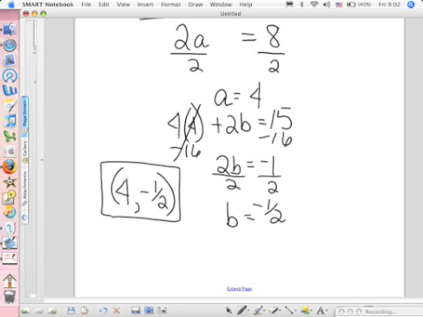Now James said you don't have to multiply the top equation by something. In this case, no, I didn't need to. I only had to change one equation. But let's look at an example where you may have to change both equations.